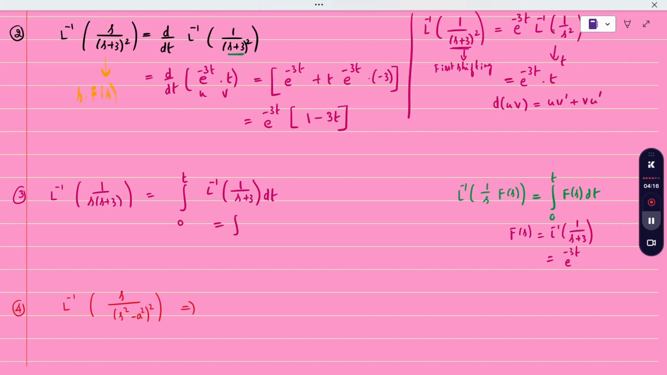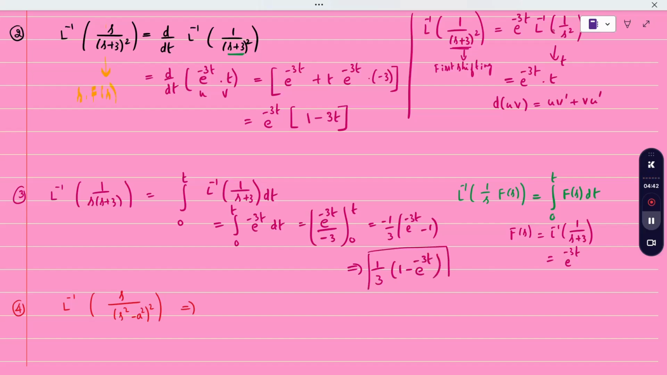So integral 0 to t e to the power minus 3t dt. Integrate it. So the integration is minus 1 by 3. Substitute here the upper limit and lower limit. So minus 1 by 3 taken outside. When I substitute the upper limit, e to the power minus 3t, minus 1. So again remove your minus symbol. So 1 by 3, 1 minus e to the power minus 3t is our answer. This is our final answer.